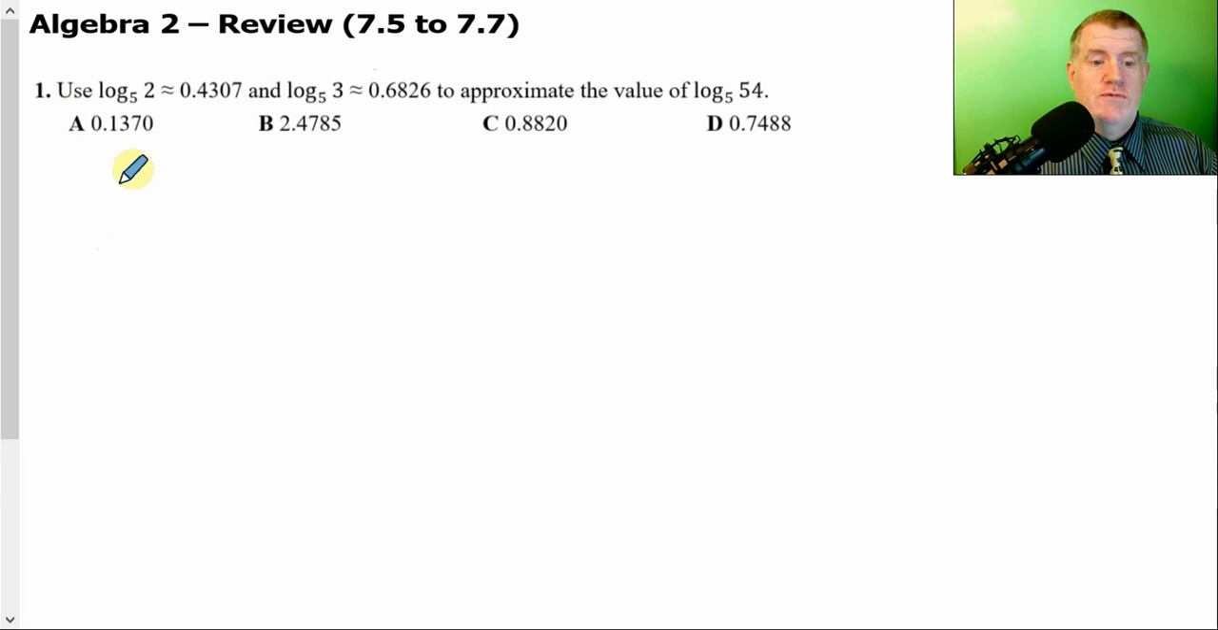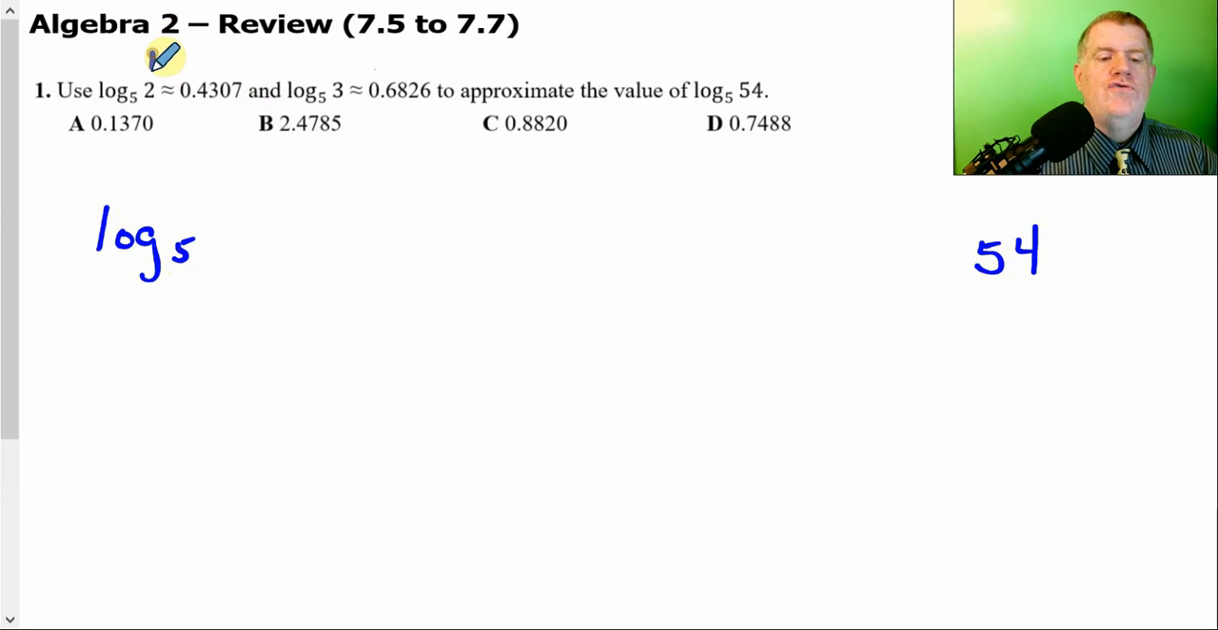Here we go. Question number 1. I'm going to be given these two pieces of information to find the log base 5 of 54. So, what you have to recall are your log rules. How do we break up 54? And we can only use 2s and 3s. So it's 27 times 2.